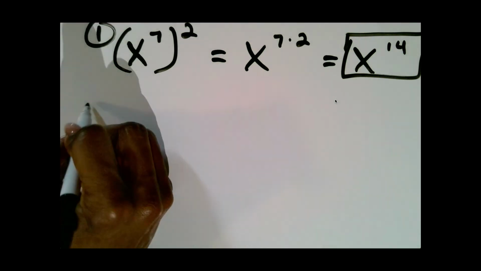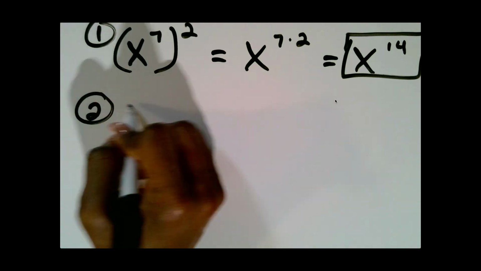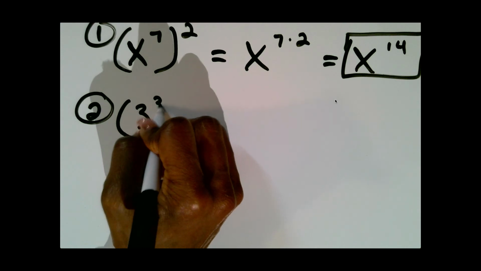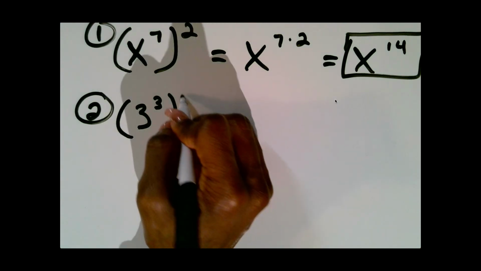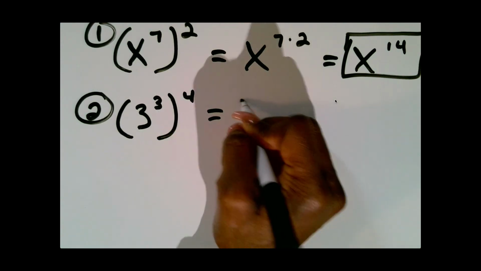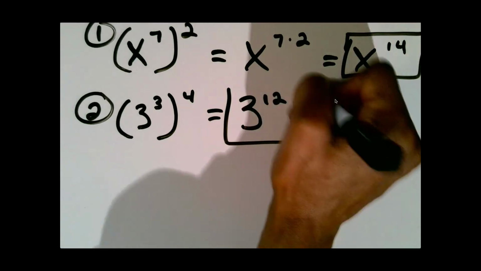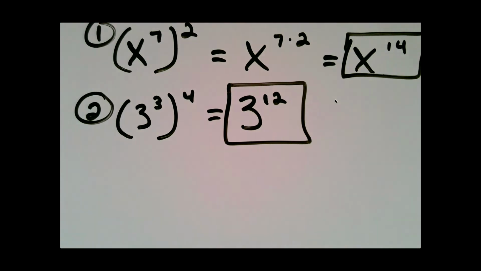Multiply those exponents. Number 2, we have 3 to the power of 3 raised to the power of 4. Again, this gives us 3 to the power of 12. Multiply those exponents. We can simplify that further, but we're not going to do that right now.